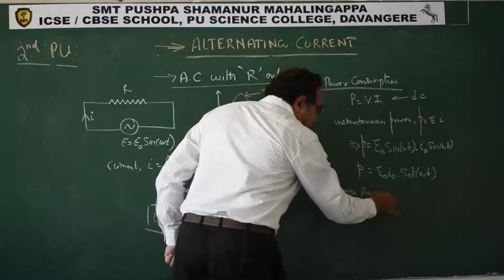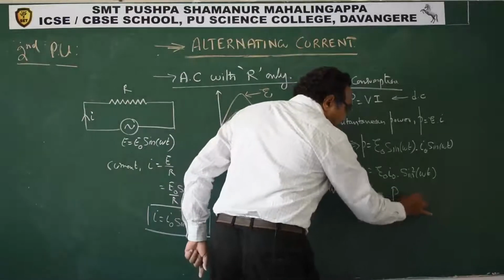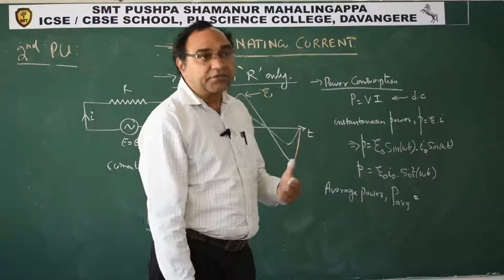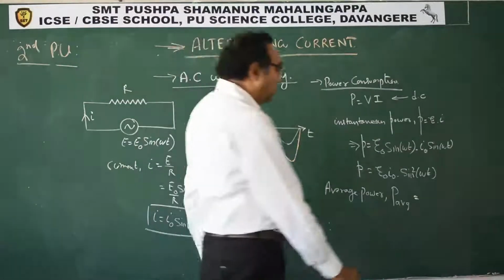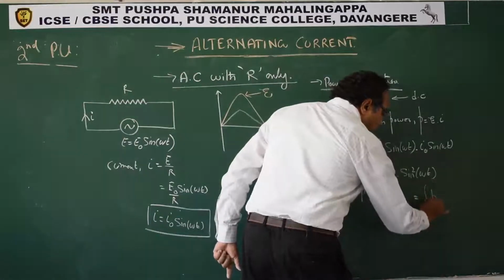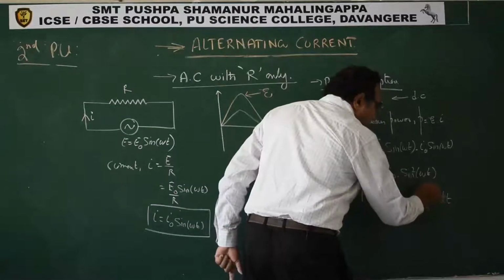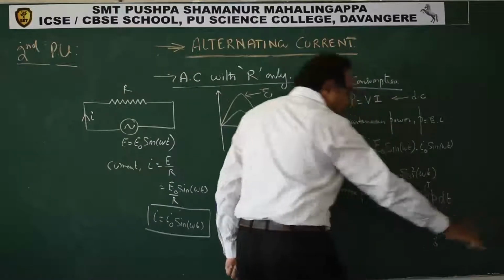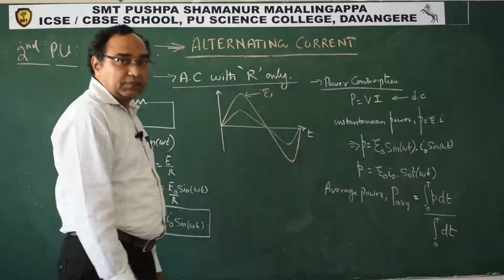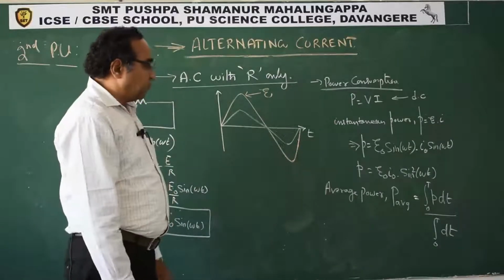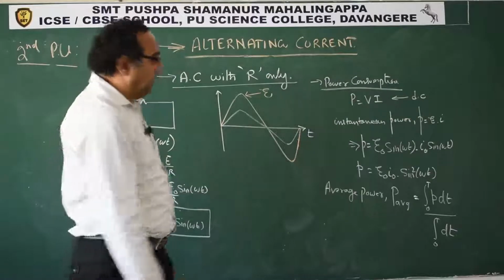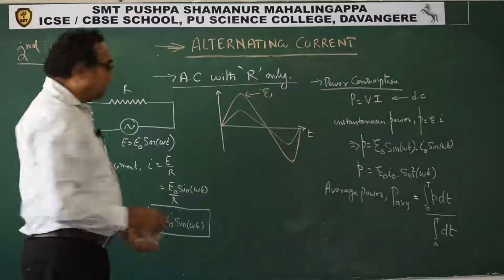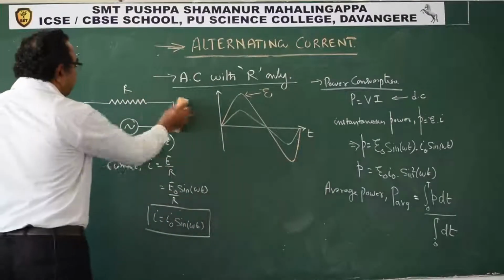So what will be the average power? It is a function of time, so we have to go for integration. Both are continuous functions, so we will do integration of P dt over one complete cycle upon integration dt. This is called average power. This is the expression for average power. How will you find it? P is known to us, so let us find the value of average power.